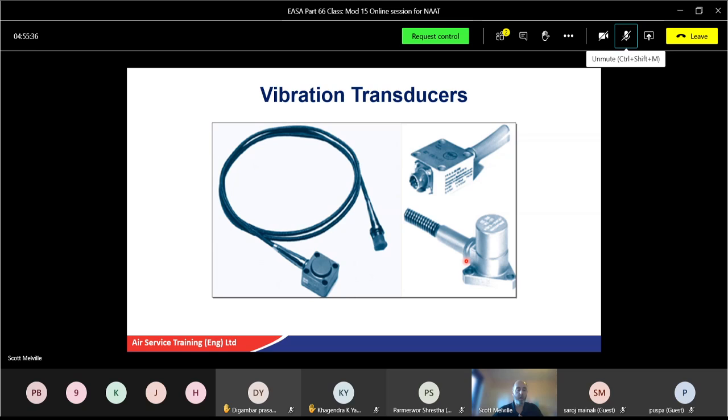Make sure you handle them with care. If you drop them, they're probably broken. You won't be able to tell externally, but internally they might have been damaged because of the crystals inside. They are very, very sensitive bits of equipment. As you can see, we've got bayonet-type connections that fit onto the plugs. Make sure they're clean, because dirt can produce false indications.